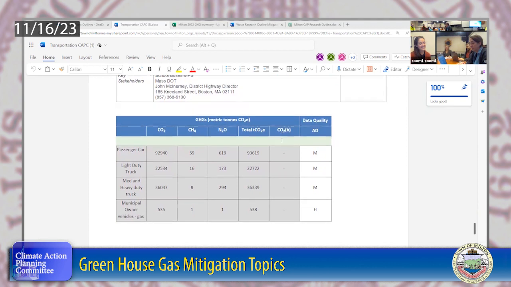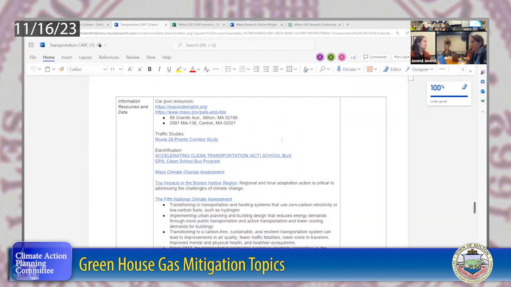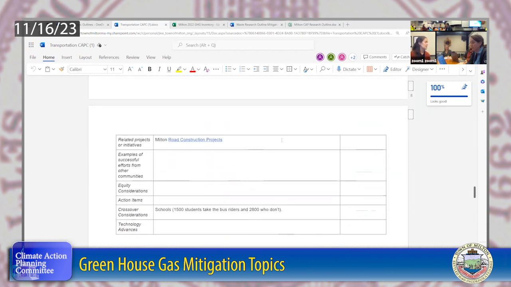I think if we can really focus in on where we could have influence, because right now it's a free country. You can drive as much as you want to drive and whatever you want to drive.